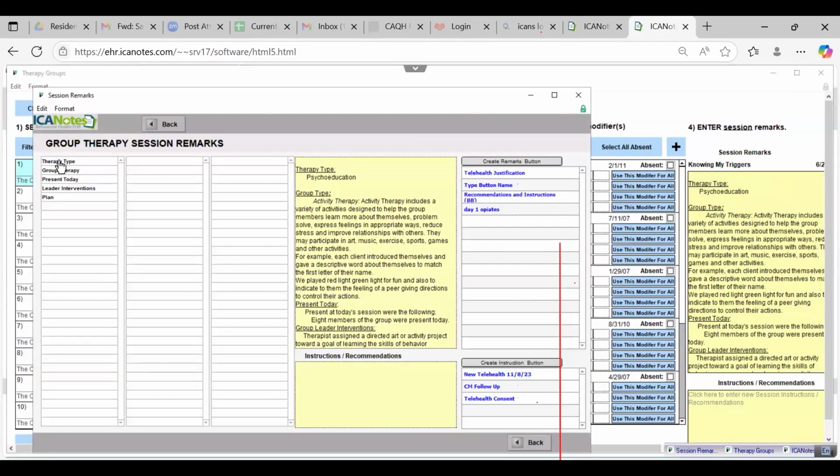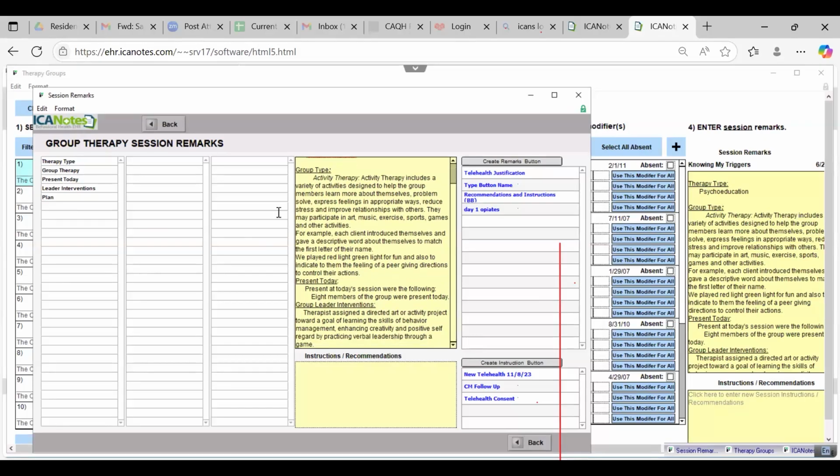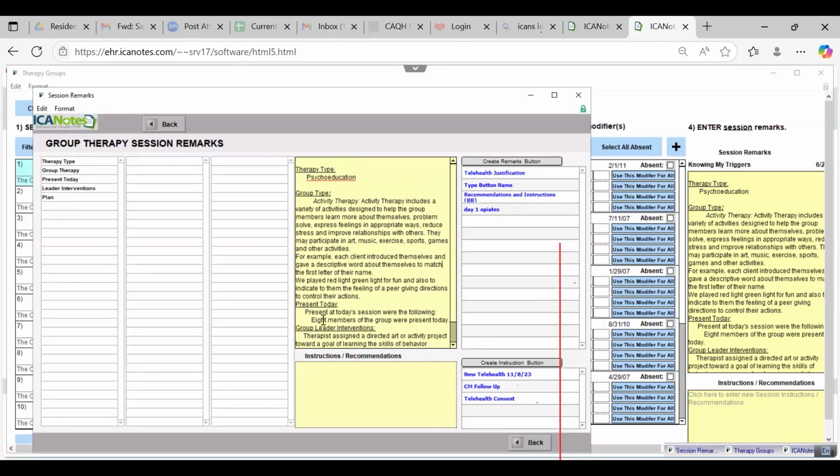Okay. So we're going to start off and go to therapy type. We discussed that. We're going to do some psychoeducation, whatever really your standard operation with your company, with your LISW is, do that. And then we're going to go to group therapy. All right, and that's what we talked about. We're using activity therapy. All right, let me go back down. Okay, and we already had present today. 8 members were present in this group. Group leader interventions, we're going to go back to.